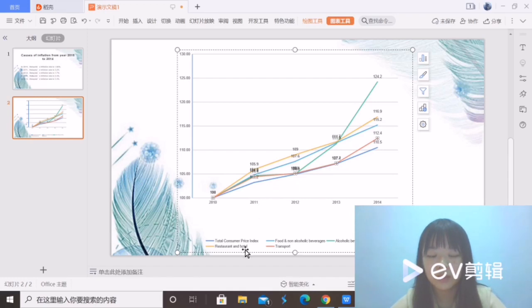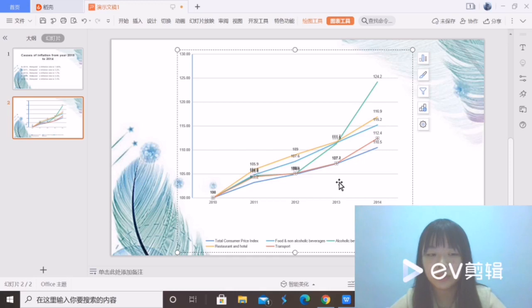From the table we can note that the increase in inflation in 2011 was mainly due to the increase in restaurants and hotels. The small increase in demand for transport and alcoholic beverages and tobacco led to a small increase in the inflation rate in 2011.